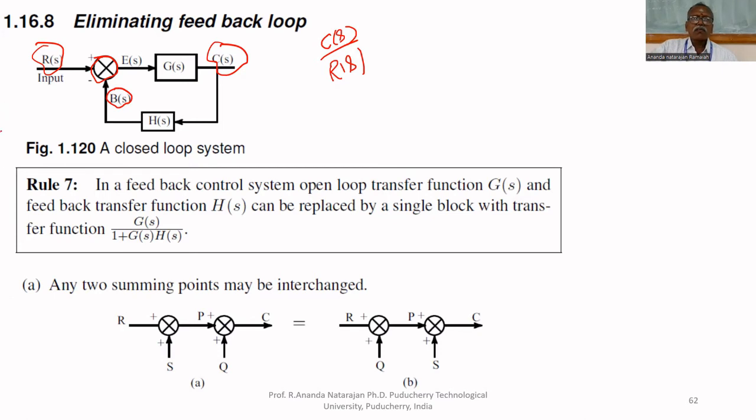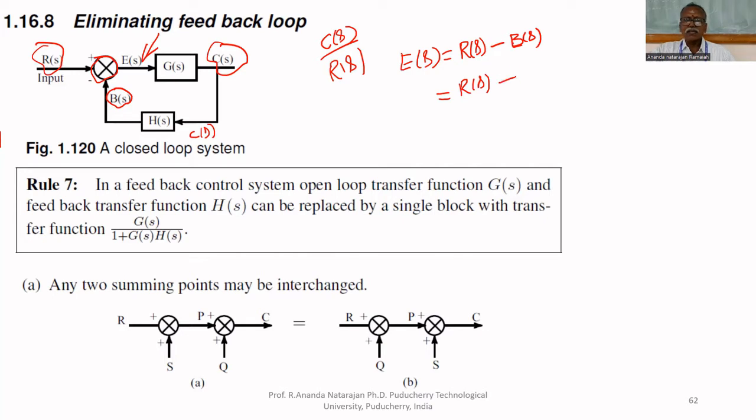What is the signal that we are getting here? It is E of s equal to R of s minus B of s. Am I correct or not? Here, what is the input to this block? C of s. And B of s is the output.